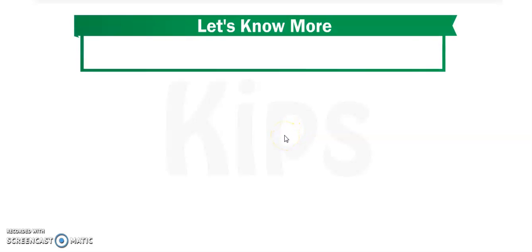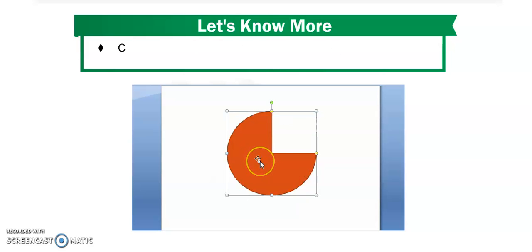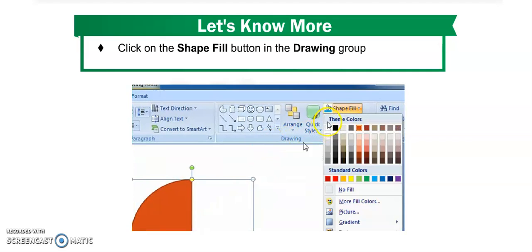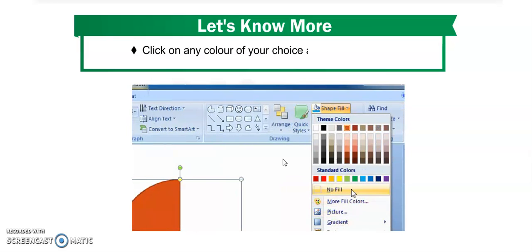Now there is another let's know more point for you. To fill color in a shape object, first select that shape, then click on the shape fill button in the drawing group on the home tab. Then click on any color of your choice and see the change.